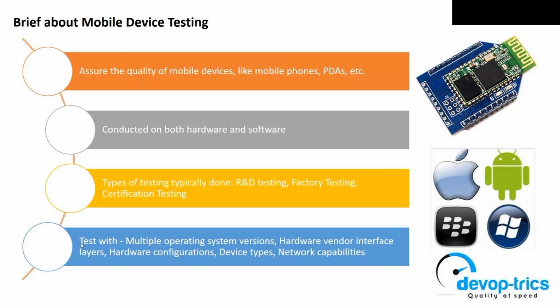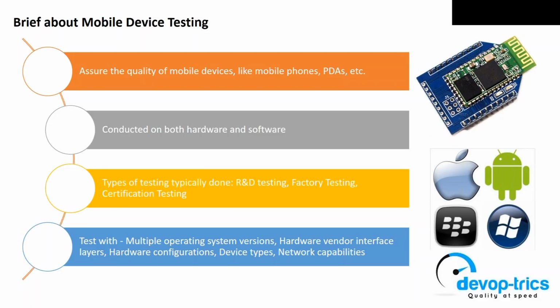So how is it tested? It is tested with multiple operating system versions. Like we know that there are so many versions of Android available: Froyo, Ice Cream Sandwich, Marshmallow, and a lot of things have come now. And there is a lot of hardware also, the hardware vendor interface layers. So you can have different types of Wi-Fi chips within a phone. Every chip will give some kind of interface for the operating system to work with.